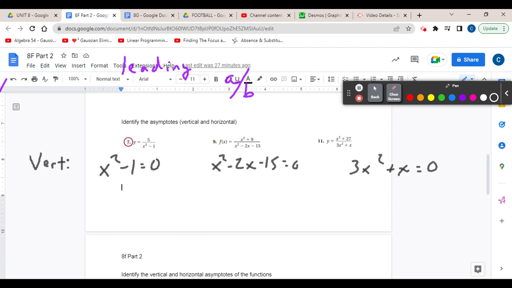So on the first one here, we could factor, or we could just get x by itself. Either way could work because it's a difference of squares. We could also factor it. So if we add 1 to both sides, we have x squared equals 1. And to get x by itself, we square root both sides. So x could be positive or negative 1 because the square root of 1 is 1. So the vertical asymptotes on this one would be x is equal to positive or negative 1.